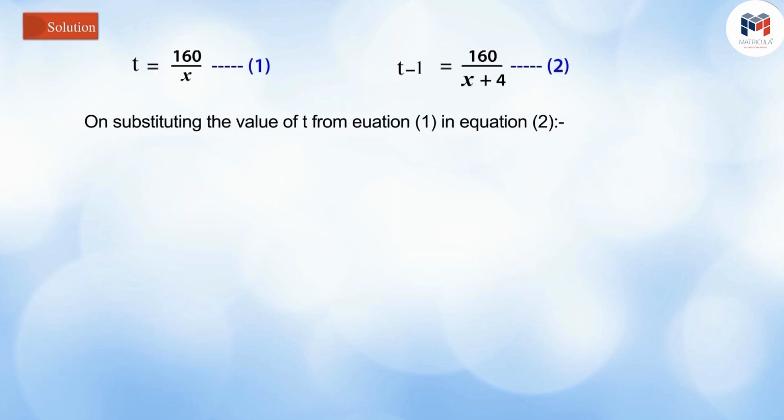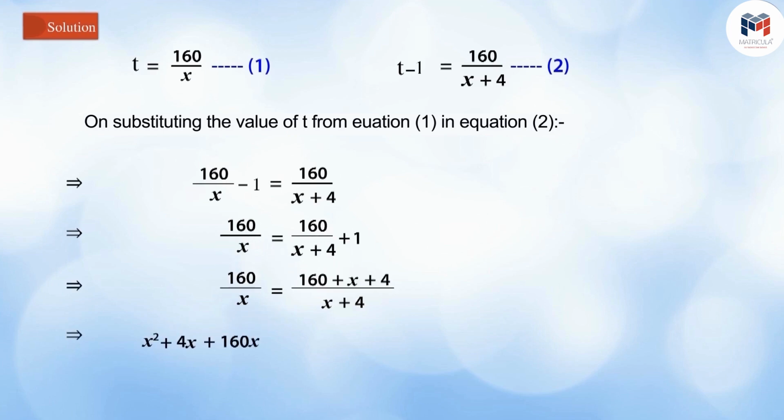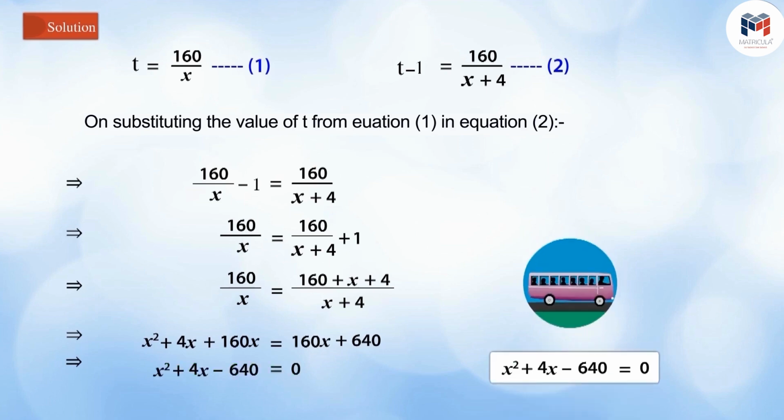Substituting the value of t from equation 1 in equation 2, we get x squared plus 4x minus 640 equals 0, which is the equation for the speed of the bus.